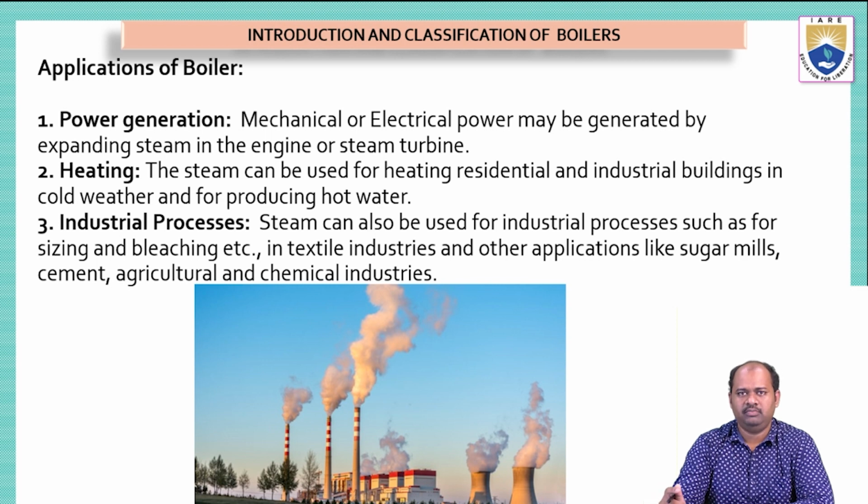Usually the pressure of the steam generated will be very high. So this high pressure steam will be made to touch the turbine blades inside the turbine, where the turbine will rotate. Now the rotation of the turbine will be converted into the rotation of the electric generator, where it can produce electricity. So this is the first application of a boiler in power generation, where mechanical or electrical power may be generated by expanding the steam in the engine or steam turbine.